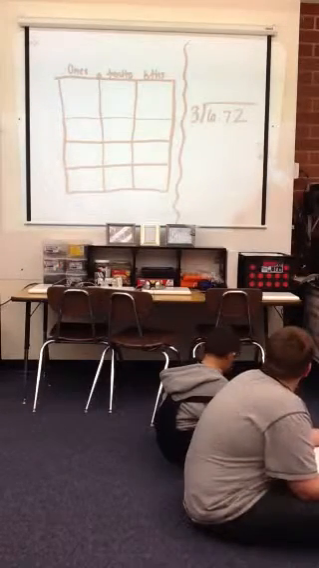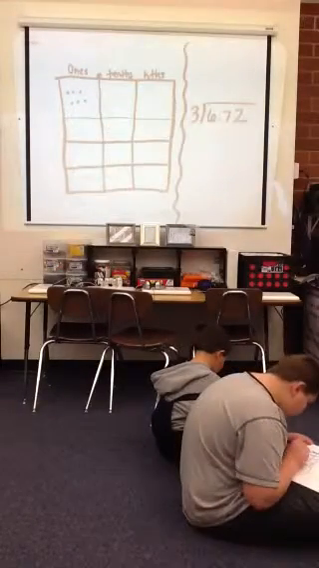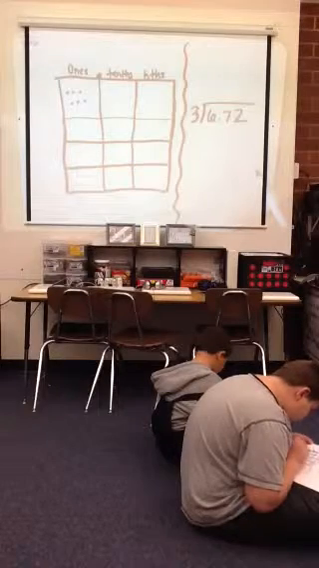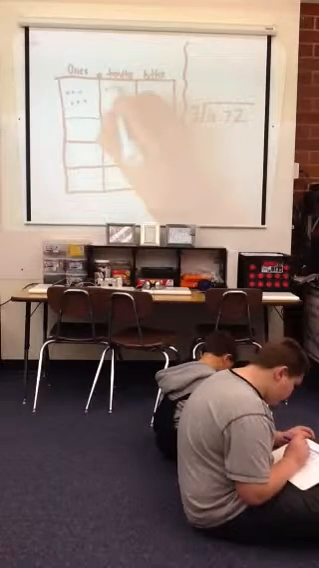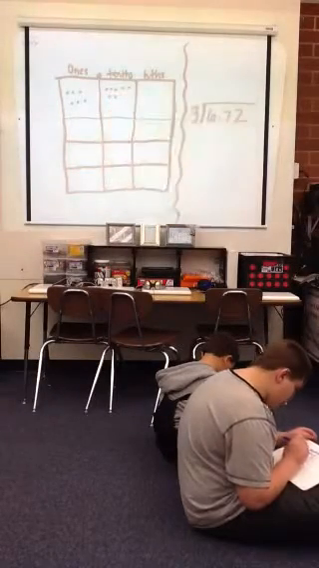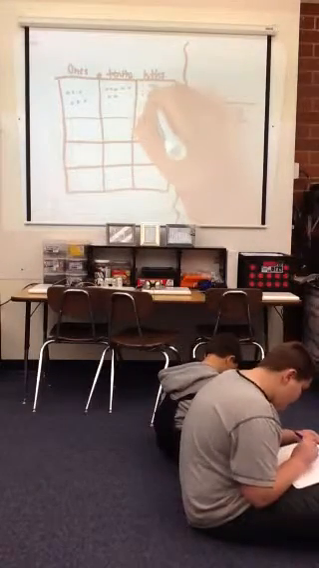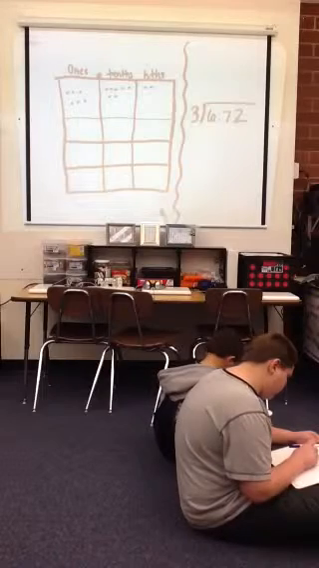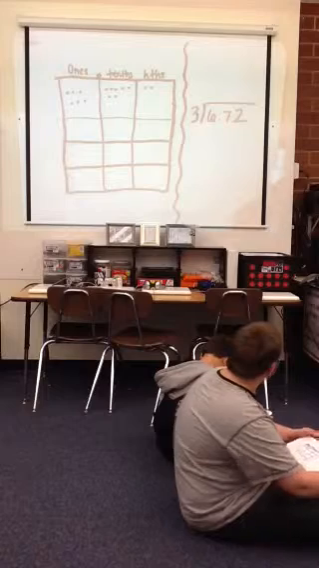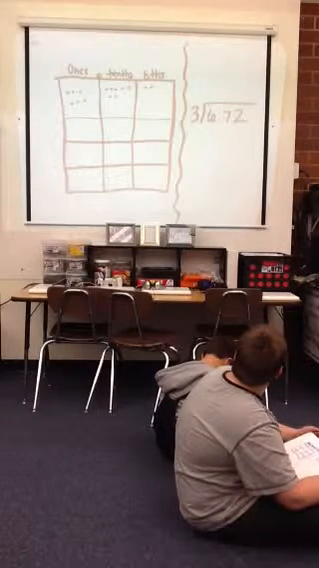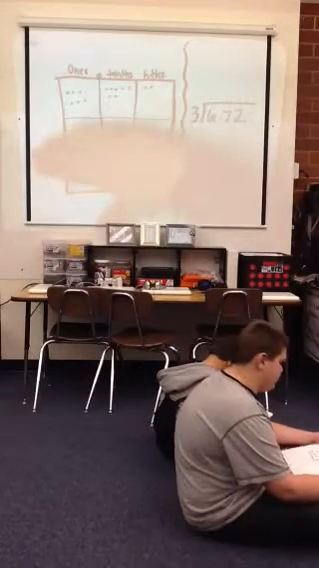So how many ones do I have? 6. So I'm going to do 6 discs. Correct? Okay, how many tenths do I have? 7. Okay. And how many hundredths do I have? 2. Okay, draw them kind of towards the top because you're going to need extra room. Okay, so does that say 6 and 72 hundredths? Yes.